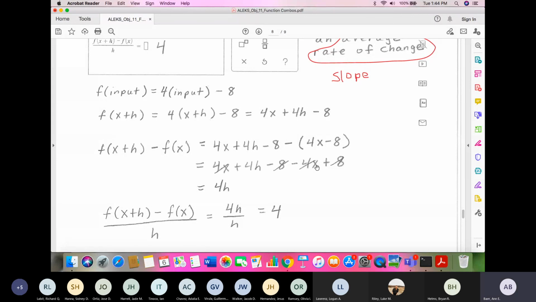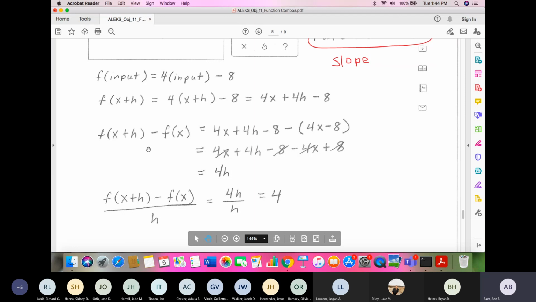After you're done distributing, you want to cross out. It's generally best to go from right to left. Plus 8 minus 8 gets crossed out. Negative 4x plus 4x gets crossed out. What are we left with? Just 4h.